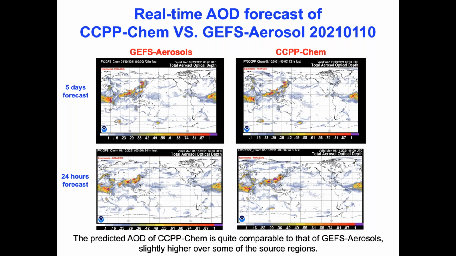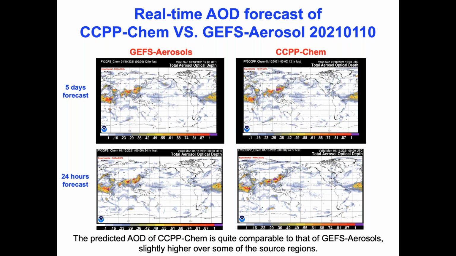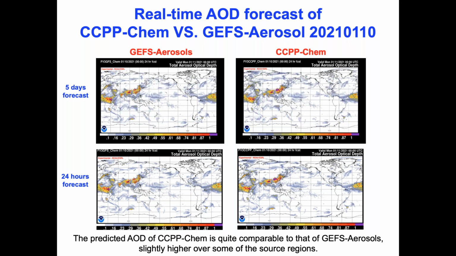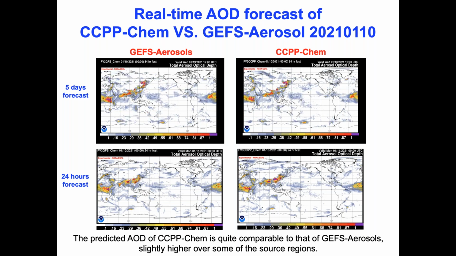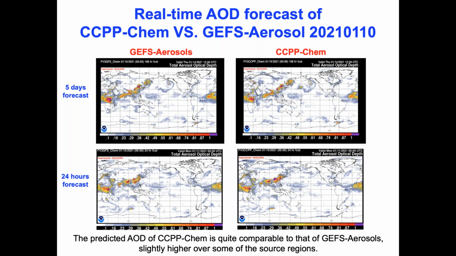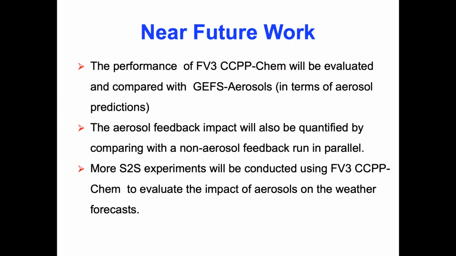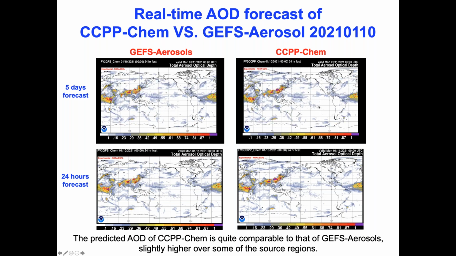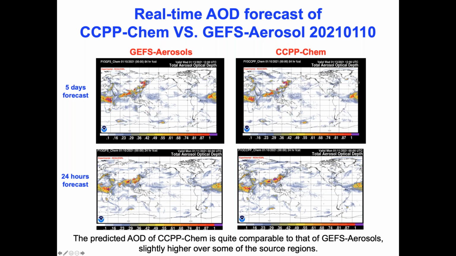There is some difference, but it can also be related to the different FV3 versions used in the GEFS aerosol and the CCPP version, because in the CCPP version we are using a much newer FV3 version, based on the last couple of months. But this is just a preliminary comparison because we just got CCPP Chem running in real time. We will have more detailed comparisons of the performance of the FV3 CCPP Chem. Also, in this CCPP Chem, the aerosol direct feedback is already turned on, so it can affect the meteorological and chemical fields.